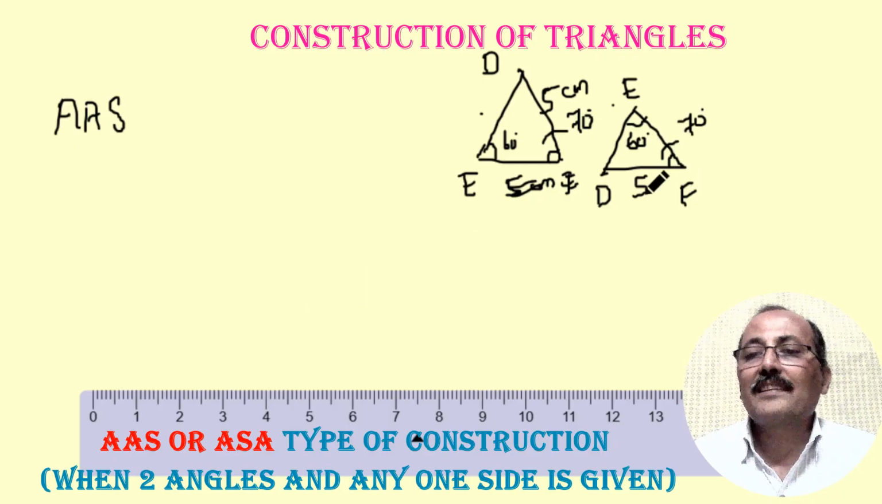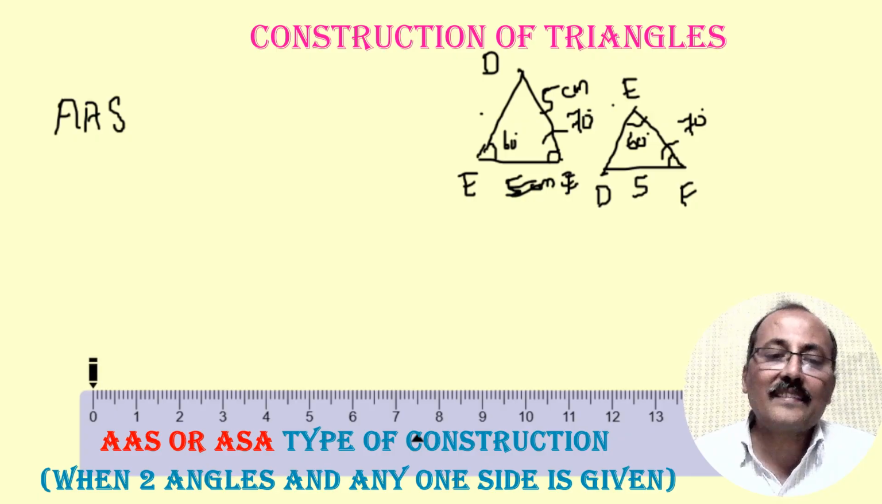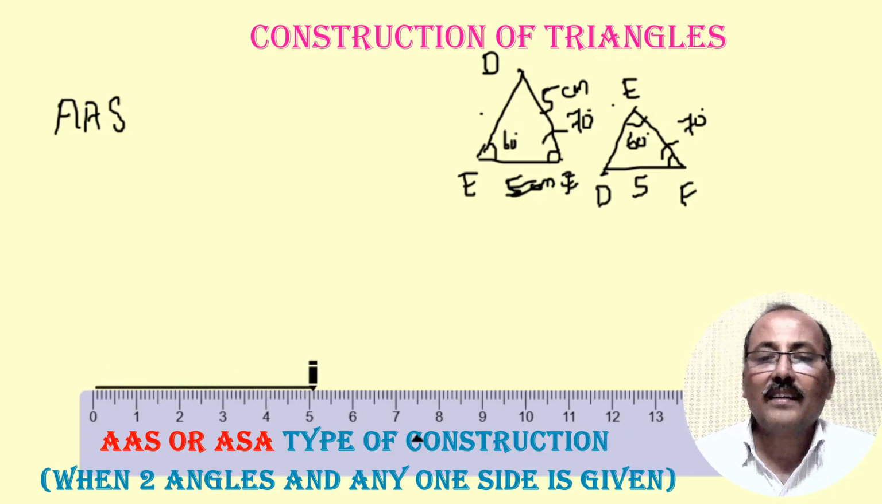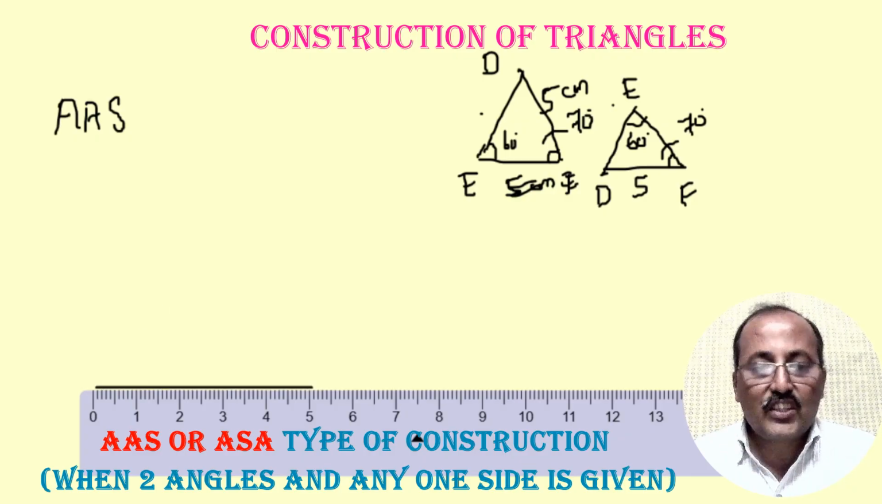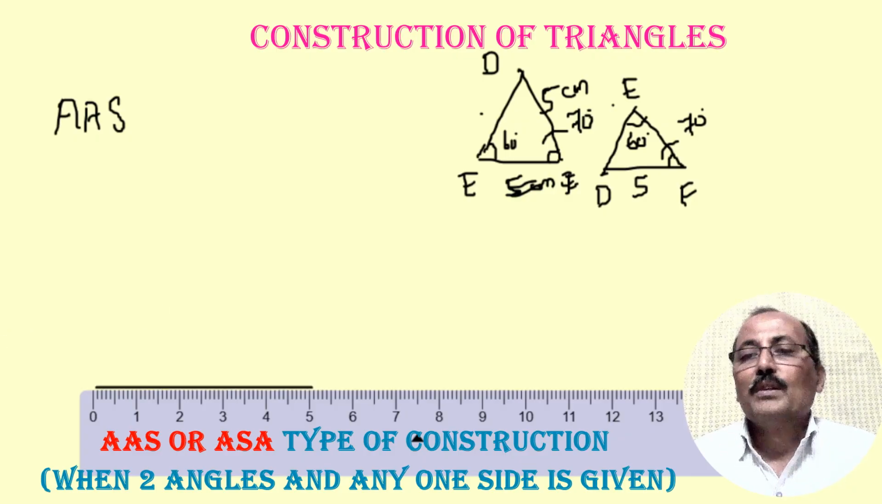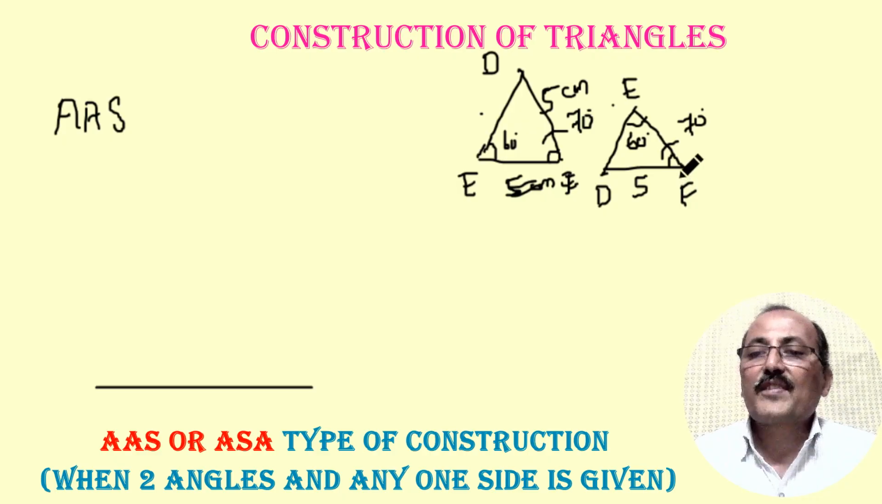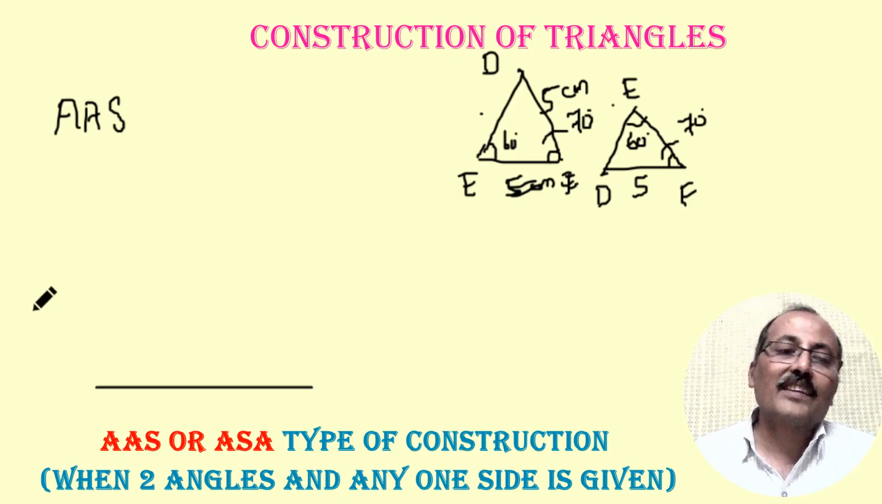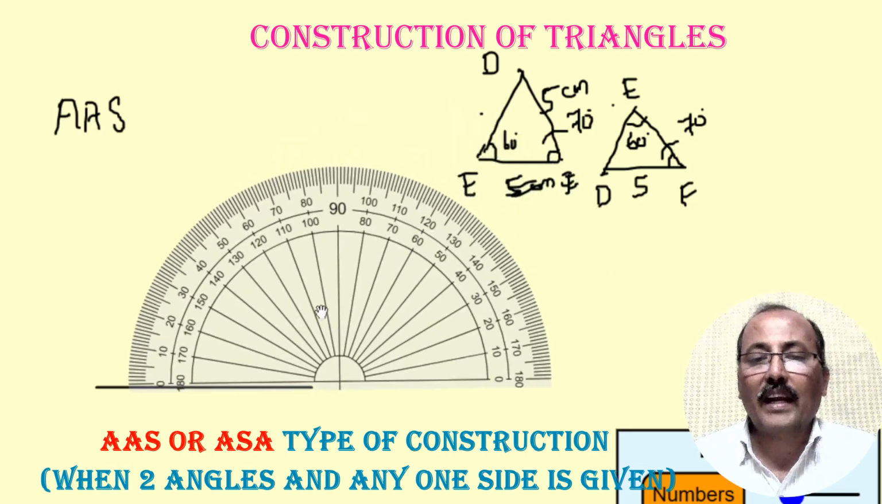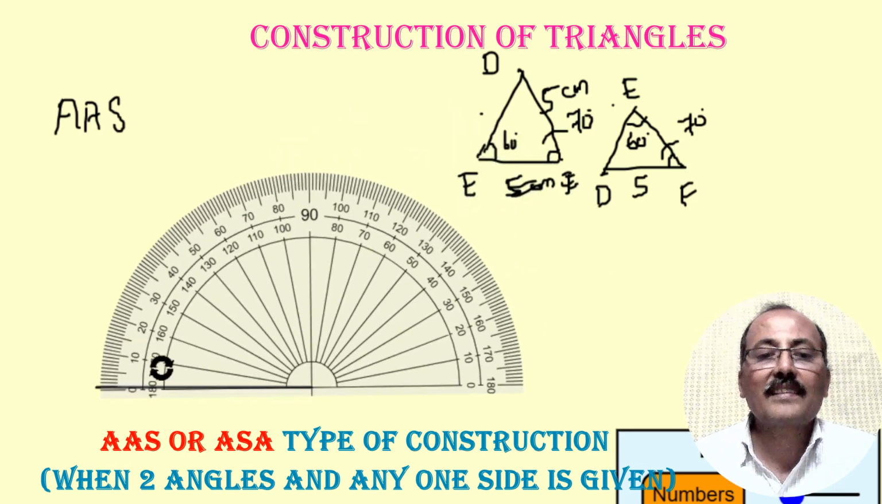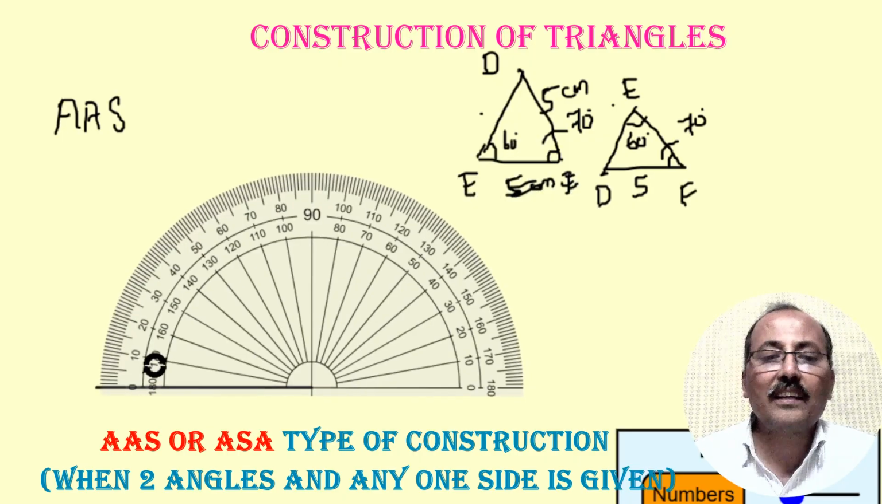Draw a line segment now 5 centimeter. Yes, that is okay. 5 centimeter is easy to draw. First part over. Next one. What I have to do? Draw an angle of 70 degree here. 70 degree in this place. So I have to take the protractor and keep it here. 70 degree I have to draw. Yes, 70 degree.